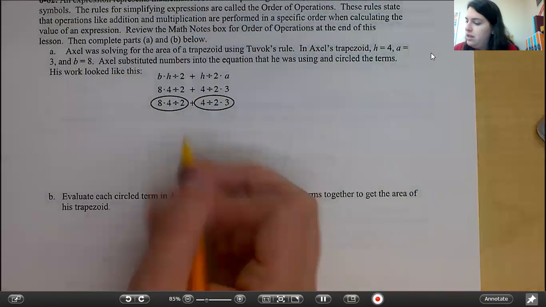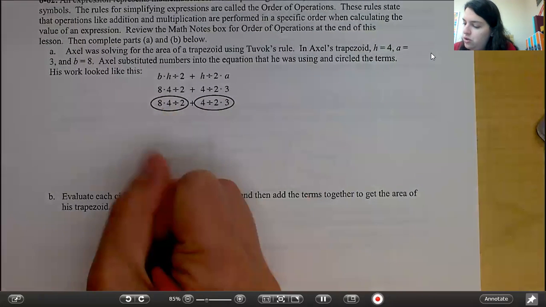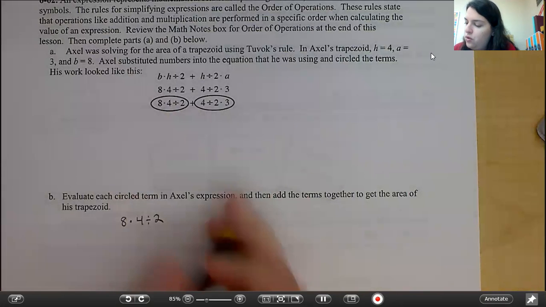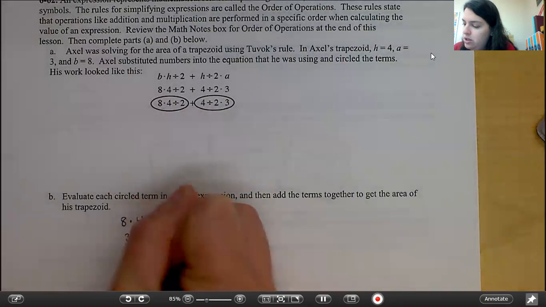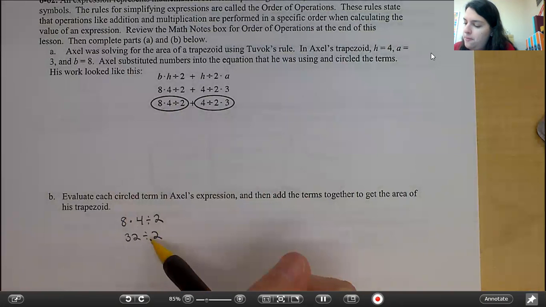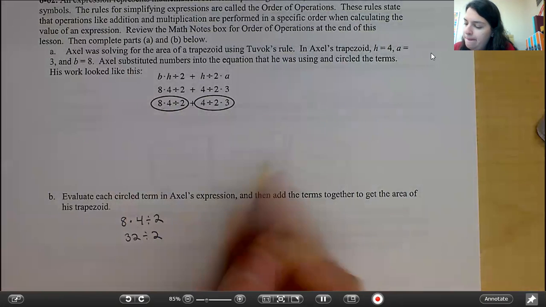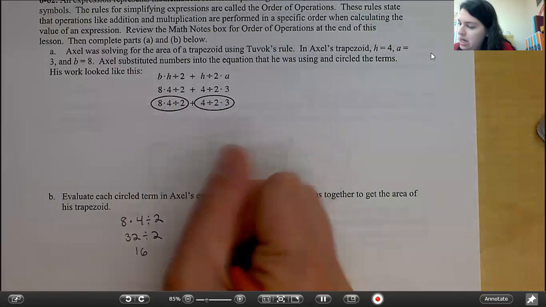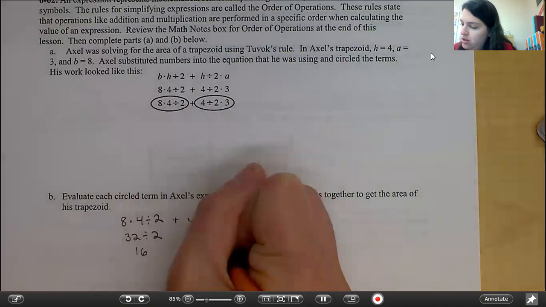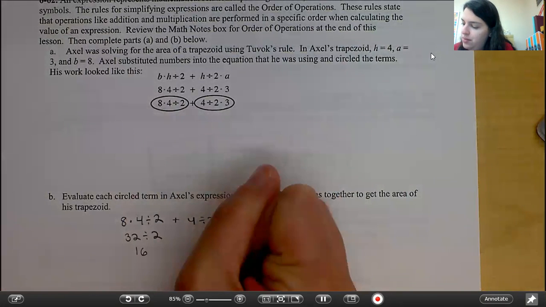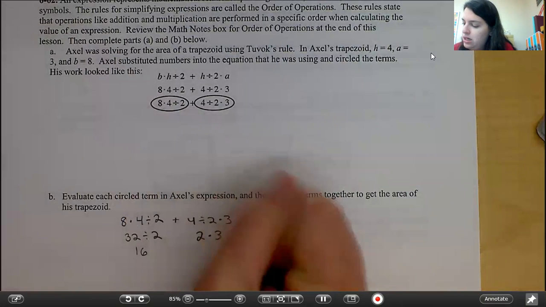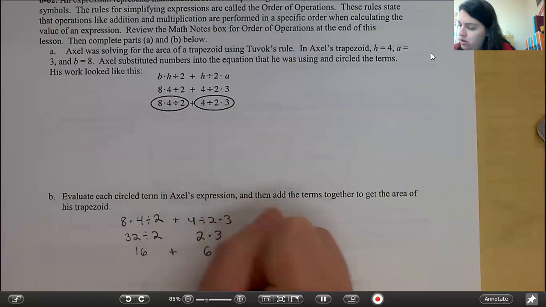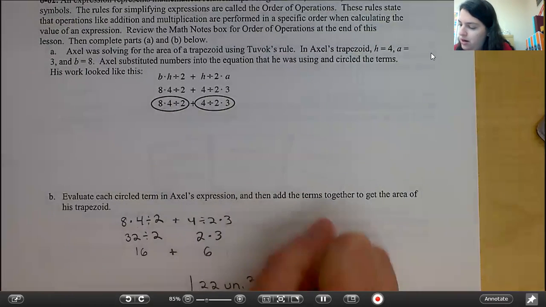If you're back with me, you have done this. So we should do 8 times 4 divided by 2. So 8 times 4 is 32, divided by 2, 32 divided by 2 is 16. And we have 4, and there's a plus, divided by 2 times 3. 4 divided by 2 is 2, times 3 is 6. 16 plus 6, so your answer should be 22 units squared for the area.